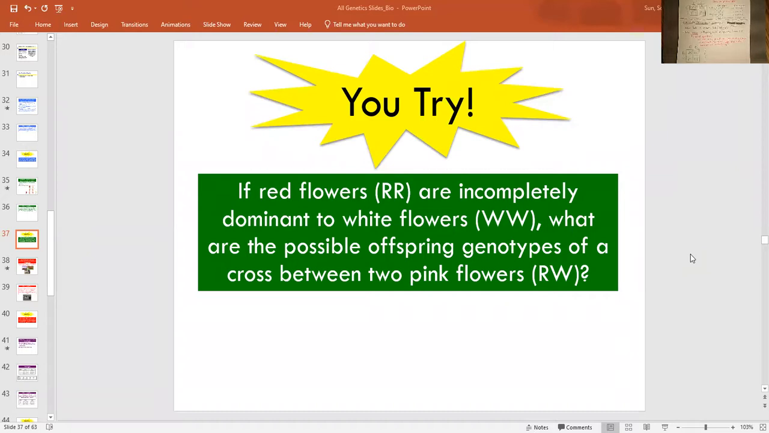So they're doing flowers again. If red flowers, capital R, are incompletely dominant to white flowers, capital W, what are the possible offspring genotypes of a cross between two pink flowers? Pink flowers would be RW crossed with RW. So you're going to do your Punnett square and tell me what the offspring could look like. What could they be? RR? Could they be RW? Could they be WW? Could they only be RR? Could they only be RW? You have to figure that out with your Punnett square to see what the possible genotypes of these offspring could be.